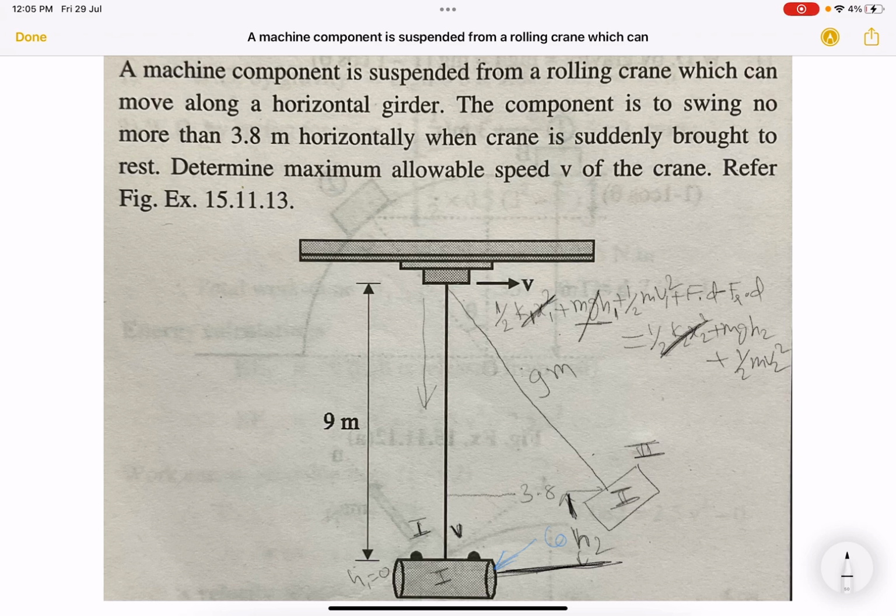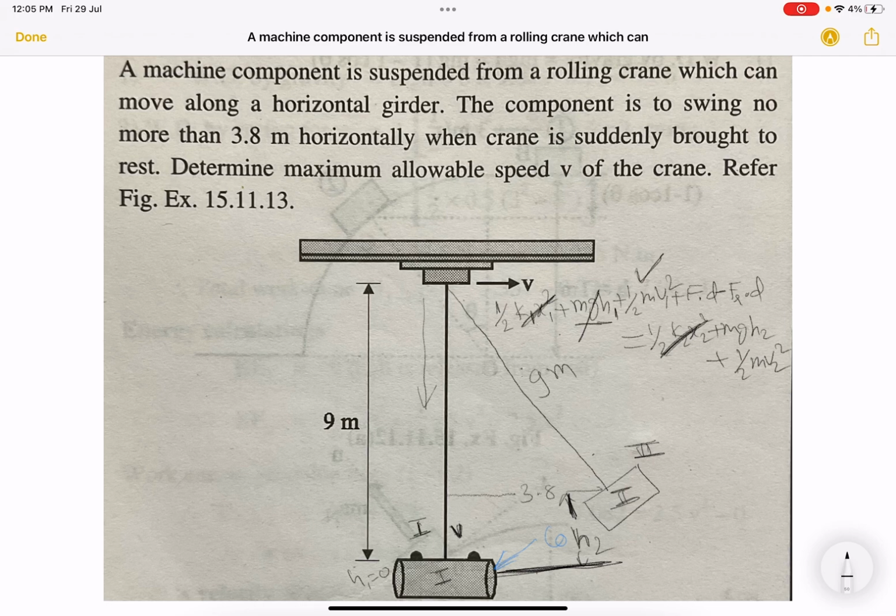Now what about half mv1 square? Obviously we want to find out that velocity v. It has velocity v at position 1, and so instead of v1, I'll call it v because they have given it as v. So I'm writing the equation.